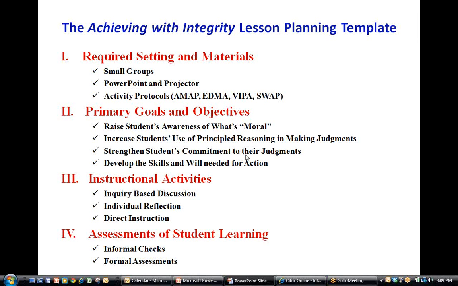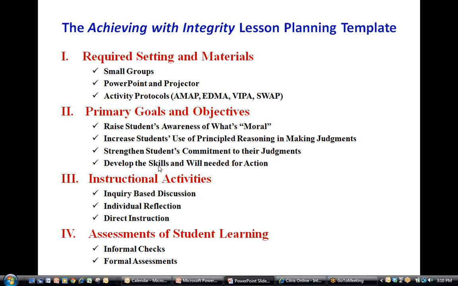And then in the case of the third activity, it's providing some direct instruction on rationalizations, for example, those mechanisms of moral disengagement we talked about, so students can think about those and be aware of those. And then finally, developing skills and will.